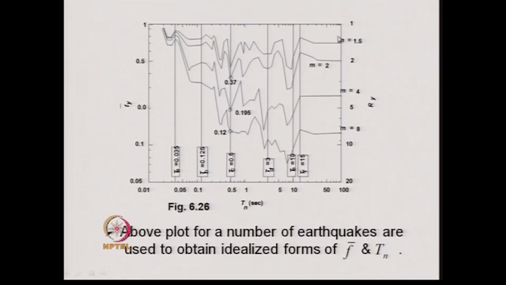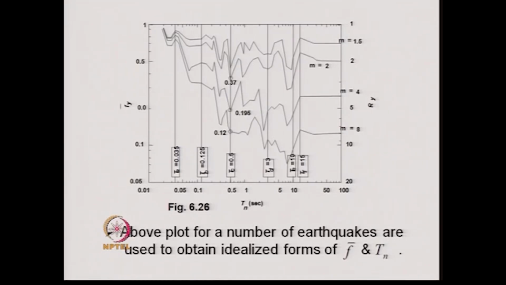It is not m, these are all mu. So, they are plotted for mu equal to 1, mu equal to 1.5, 2 and so on. And the values of f bar y are plotted on this axis, and for a particular earthquake one can have a value of f bar y versus T depicted in the form of a curve that would look like this.